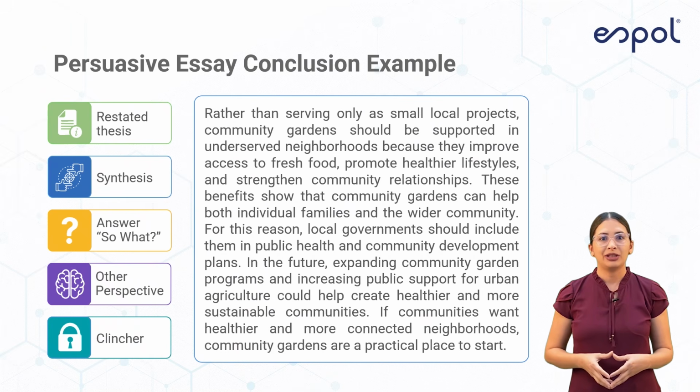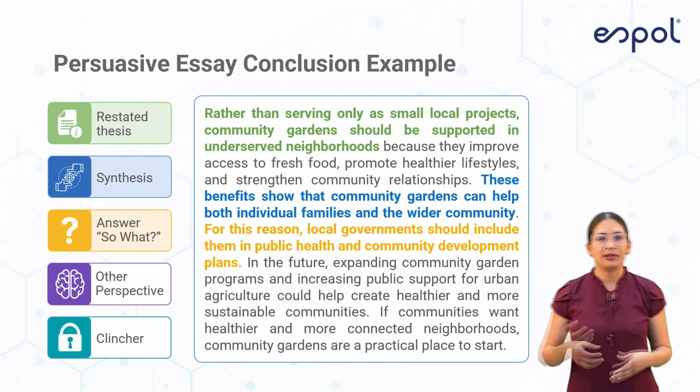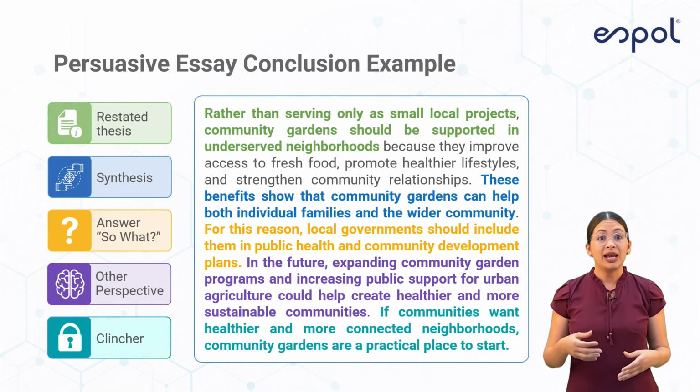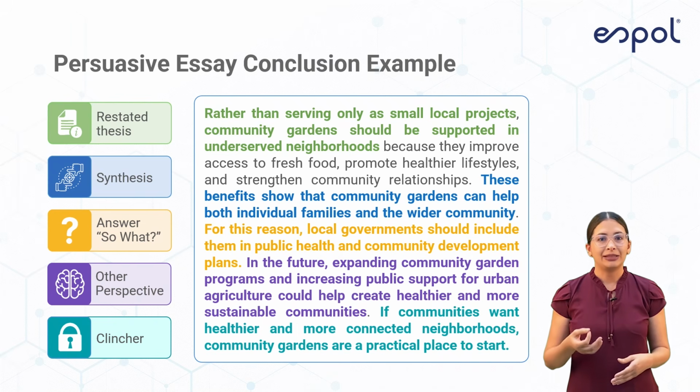Now let's look at how the 5 steps work together in one conclusion paragraph. The conclusion begins with a restated thesis. Then, it synthesizes the main ideas. After that, it explains the significance of the argument and offers a wider perspective. Finally, it ends with a clincher. Together, these parts create a clear and complete ending for the essay.